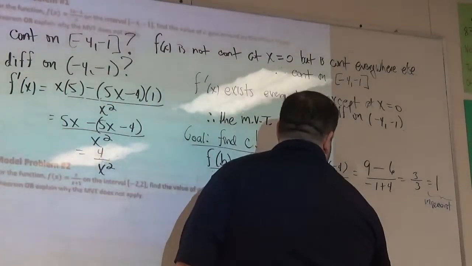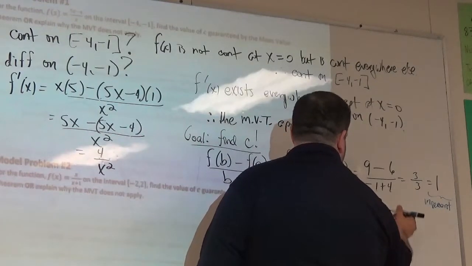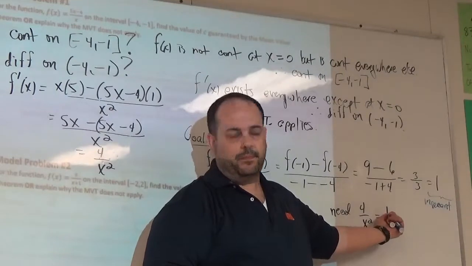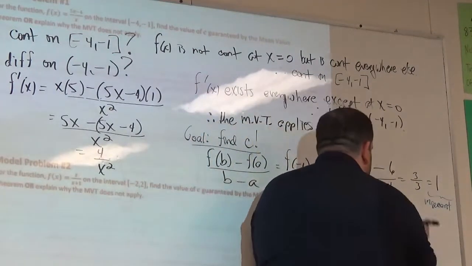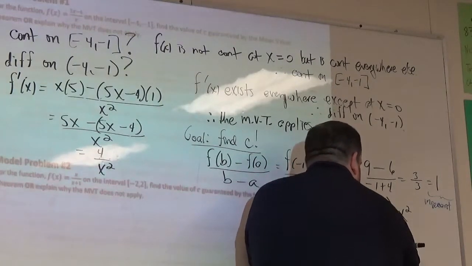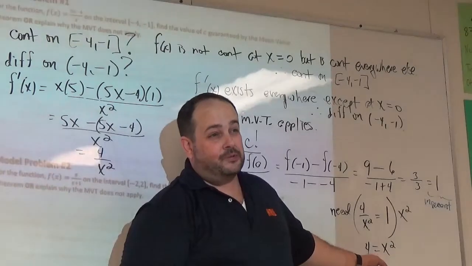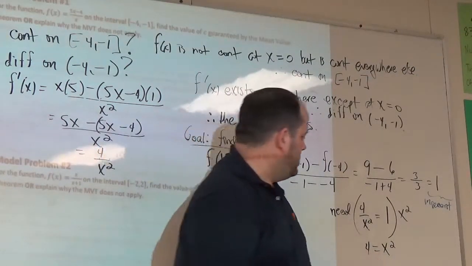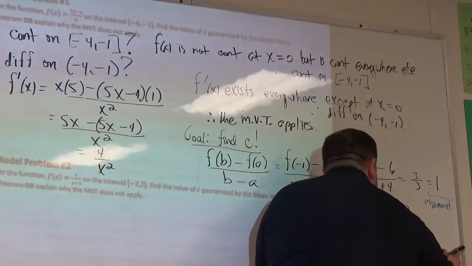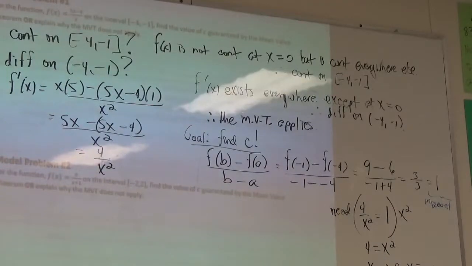So to wrap this up, what I need is for 4 over x squared, my derivative, to be equal to 1. If 4 over x squared is equal to 1, I know I'm in a room full of fraction killers. Multiply by x squared, 4 is equal to x squared. If I solve this correctly using my Algebra 2 skills, what are we going to get? Hopefully you're going to get x equals 2 and x equals negative 2. So how many solutions?